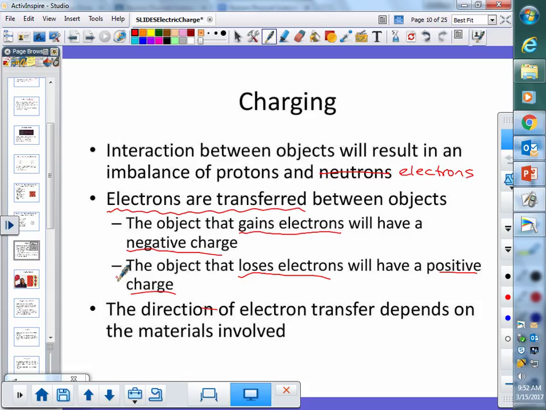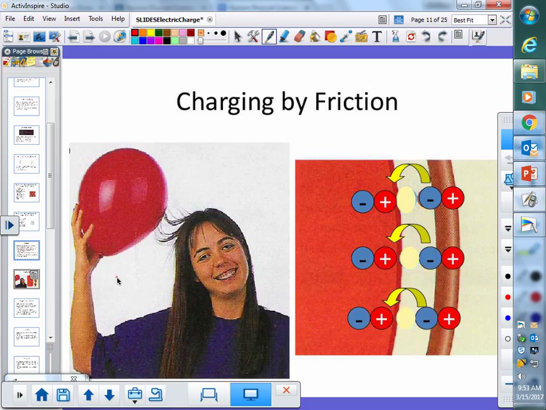Okay? Which object gains electrons and which object loses electrons all depends on the materials that are involved. Really depends on what we're talking about. So some objects are very ready to pick up electrons and gain negative charges, but some objects really want to lose electrons, and they'll end up with positive charges. It really just depends on the nature of the materials that we're talking about. Okay? So, how does this happen?